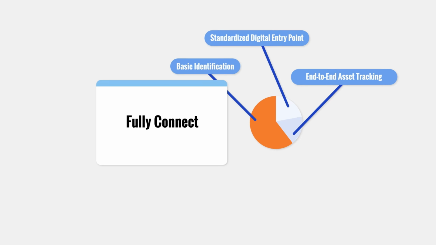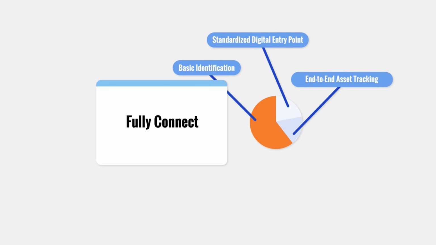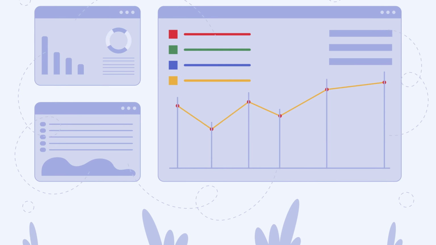GS1 TDS 2.3 makes RFID more than a tool for identification. It helps turn tag data into a clearer digital entry point, making asset tracking more connected, visible, and future-ready.